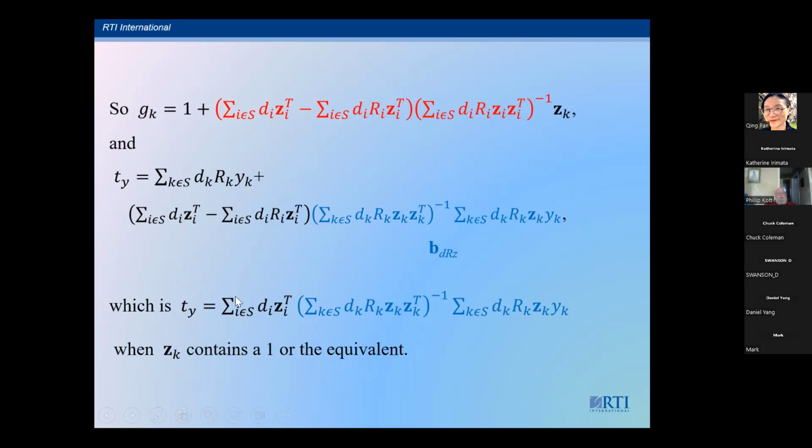They'll have this form, which is sort of like an estimated total for the Z's, which we know. We're assuming that's known for everybody in the sample, times this regression coefficient, this B here. And if that's true, again, we're unbiased on the outcome model under ignorable non-response.